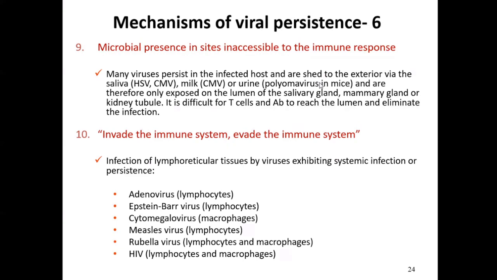So sometimes the pathogen, the viruses, are located in an area which is inaccessible to the immune response. Let's say in the brain, in neurons. So many viruses can just persist over there as there is no good access. Some can be, it is difficult for T cells and antibodies to reach the limit and eliminate the infection.